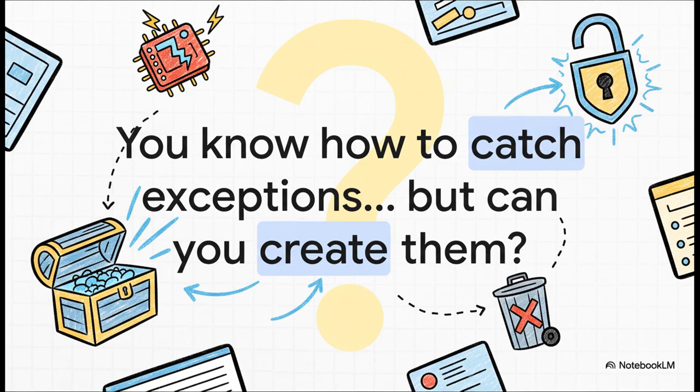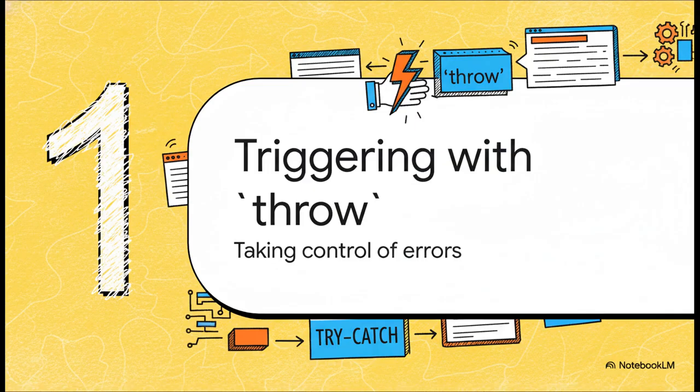Exactly. This is such a key question. Up until now, we've mostly been on the defensive, just reacting to exceptions that the Java runtime throws at us. But what if your own logic, the rules of your program, run into a problem? Well, that's what we're talking about today. The power to create and launch your own exceptions. All right, first up, let's see how throw lets you take charge of your program's error conditions.